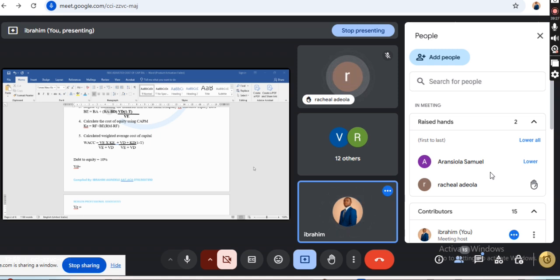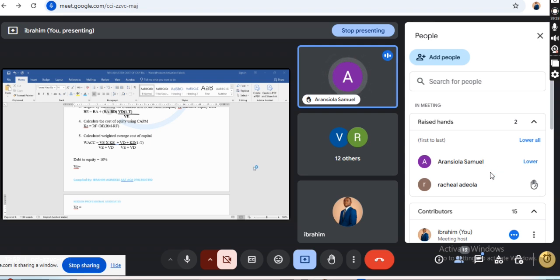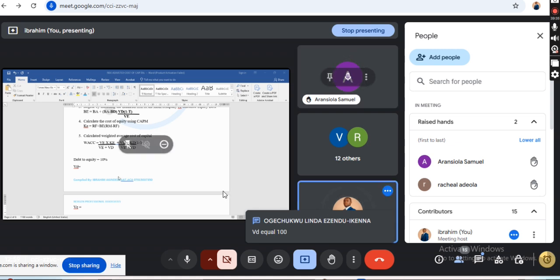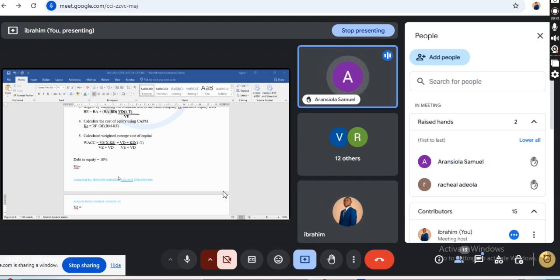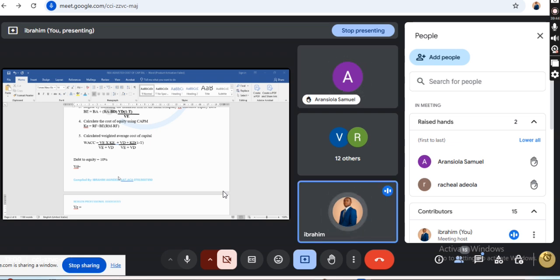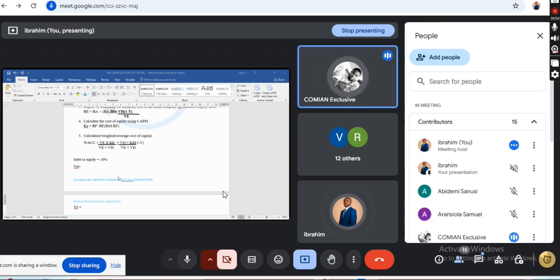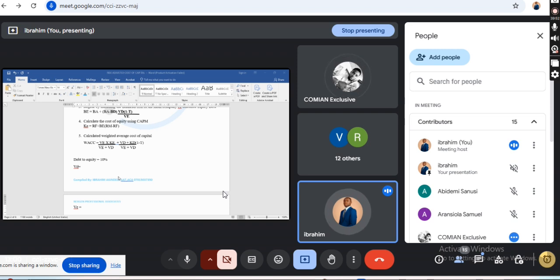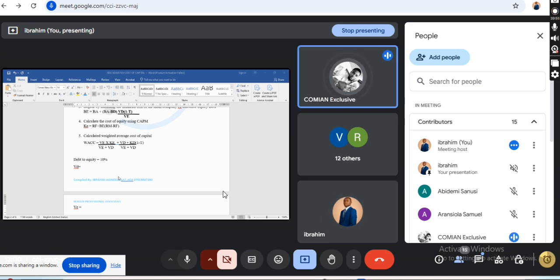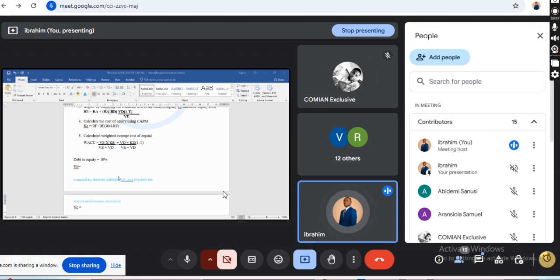Okay, Samuel, sir. Since it's debt to equity, I think the value of debt is 10% and equity is 90. Yes, equity is 90, debt is 10. Interesting. Equity is 90, debt is 10. Okay, Rachel.